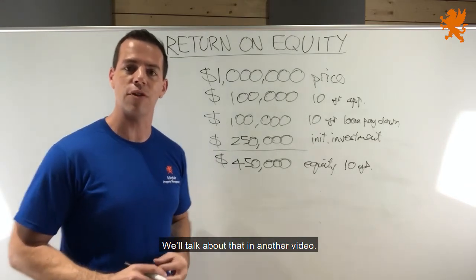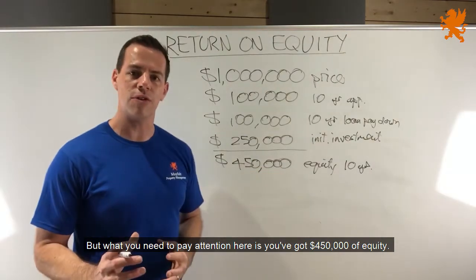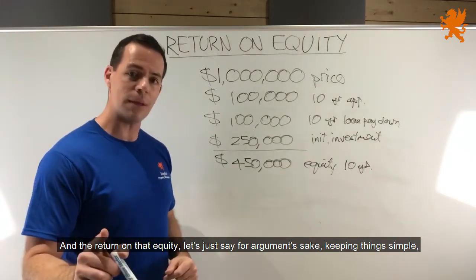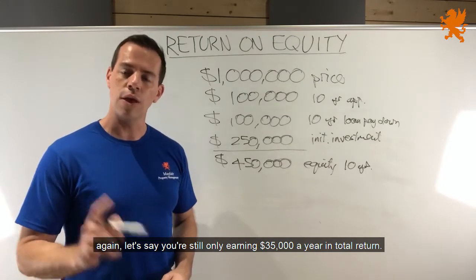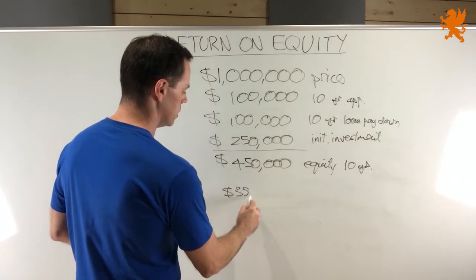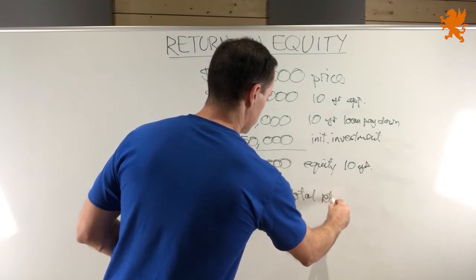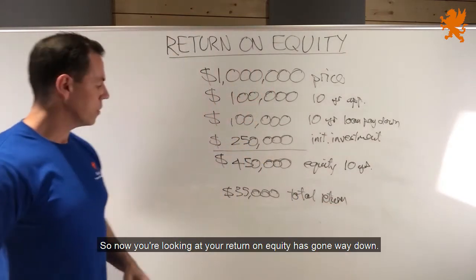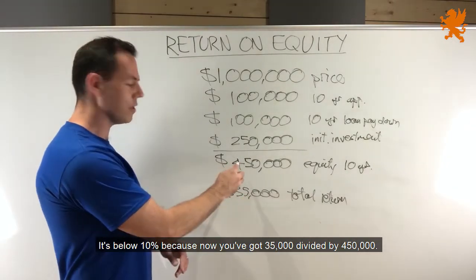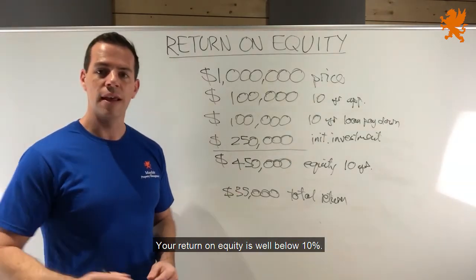We'll talk about that in another video, but what you need to pay attention to here is you've got $450,000 of equity, and the return on that equity, let's just say, for argument's sake, keeping things simple again, is that you're still only earning $35,000 a year in total return. Right? So now your return on equity has gone way down. It's below 10% because now you've got 35,000 divided by 450,000. Your return on equity is well below 10%.